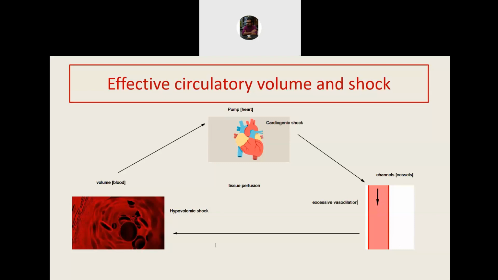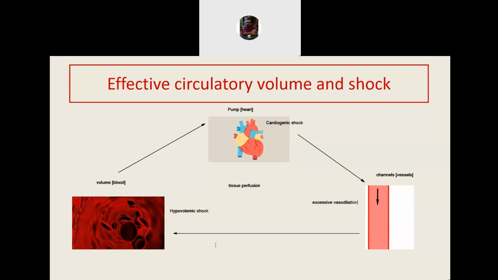And at a given point, to maintain the effectiveness of the tissue perfusion, if the pump function changes, that can be slightly adjusted by changing the volume. If the volume changes, that can be partly compensated by the pump. If the blood vessel diameter changes, that can be compensated by the pump and the volume. So a mutual compensation operates. But when this compensation does not operate, tissue perfusion will suffer.